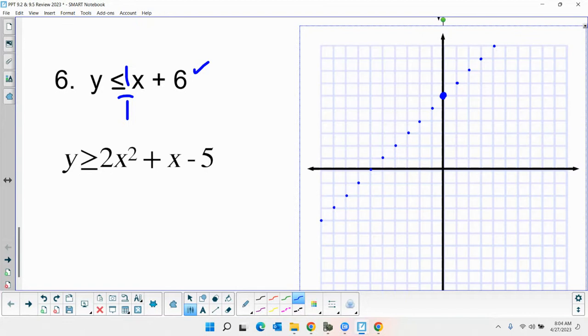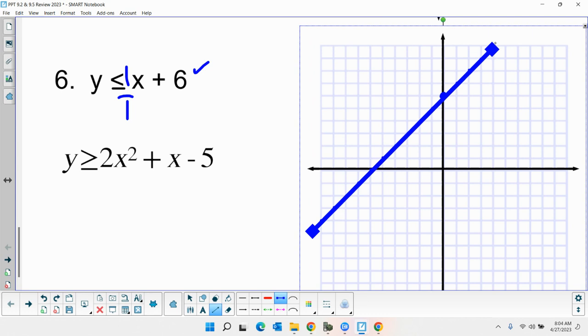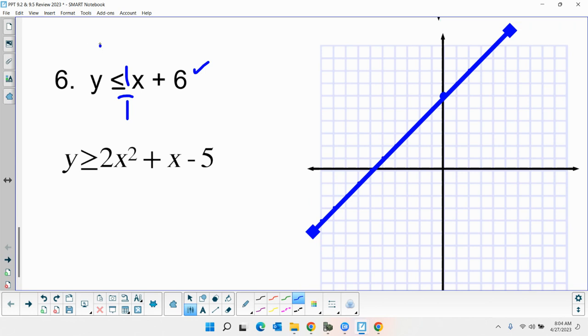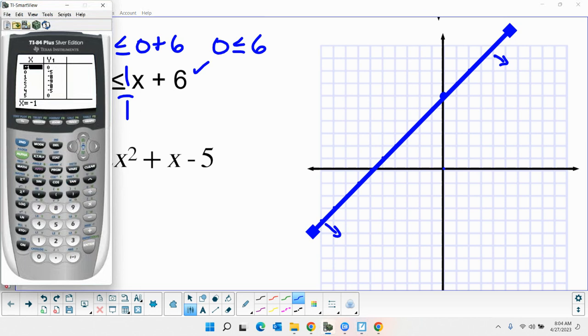All right, again, these are solid because they have the lines under, but remember, check for dashed tomorrow because they're not all equal to. All right. 0 in for y. That means 0 is less than or equal to 6. True or false? True, right? Here's 0, 0. So I'm going to go towards it that way.